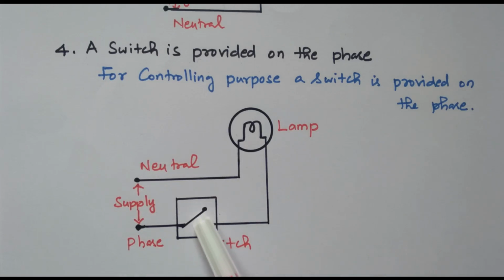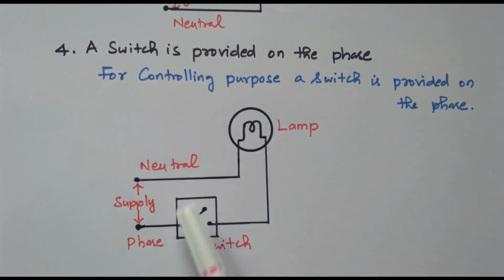This is a disconnect. It will connect or disconnect. Switch is the equipment to connect or disconnect. So now it is in the disconnected condition. So supply is not given to the lamp. If the switch is closed, the phase is given to the lamp, so it will start to glow.